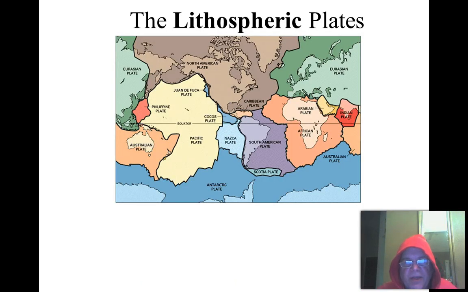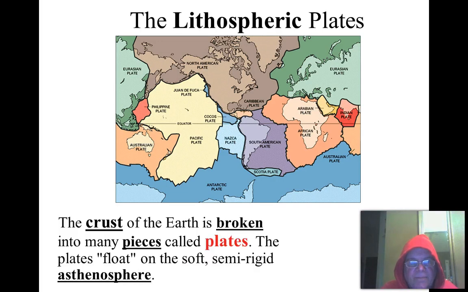And the lithosphere is the upper part of it, and it's broken into plates, sort of like if you had an egg and you boil it and then you crack it. You got those little shells on the outside. That's what the lithosphere plates are. And it's the crust of the Earth that's broken into many pieces, and they're called plates. And they float upon this semi-rigid, kind of soft, mushy stuff called the asthenosphere, and they keep moving along.